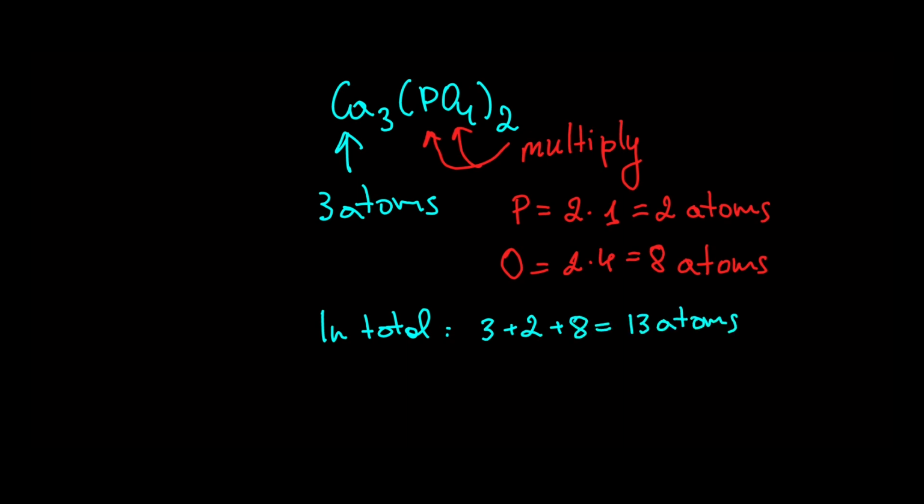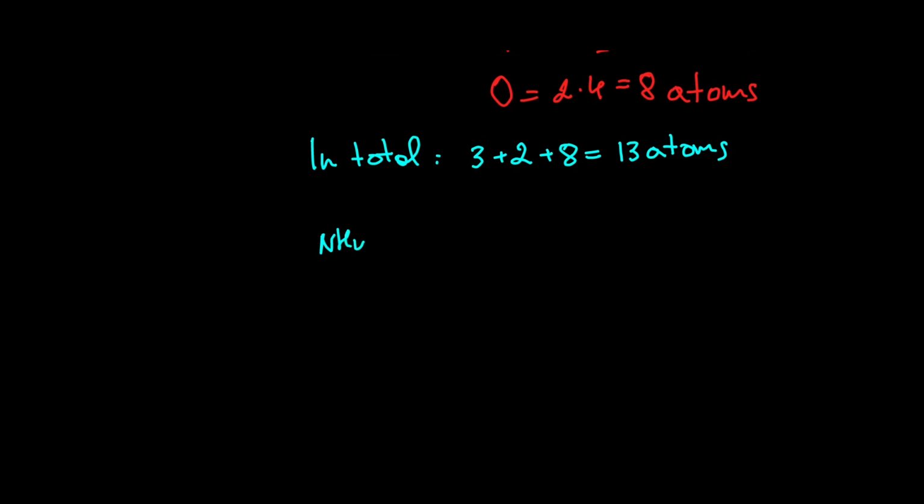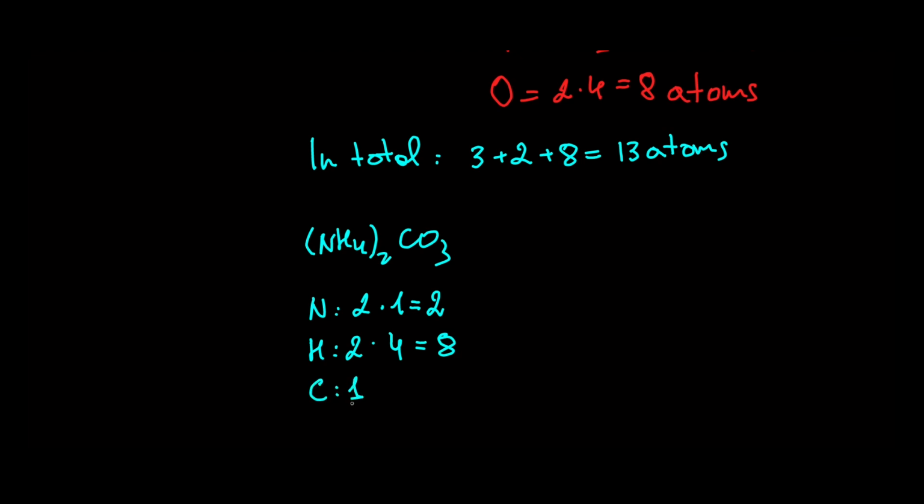And we will do one more. (NH4)2CO3. Because we have parentheses, we multiply subscript 2 by 1 for nitrogen. And for hydrogen, we multiply 2 by 4 and get 8 atoms. Also, we have one carbon atom and 3 atoms of oxygen. So in the end, we have 14 atoms in a single ammonium carbonate molecule.